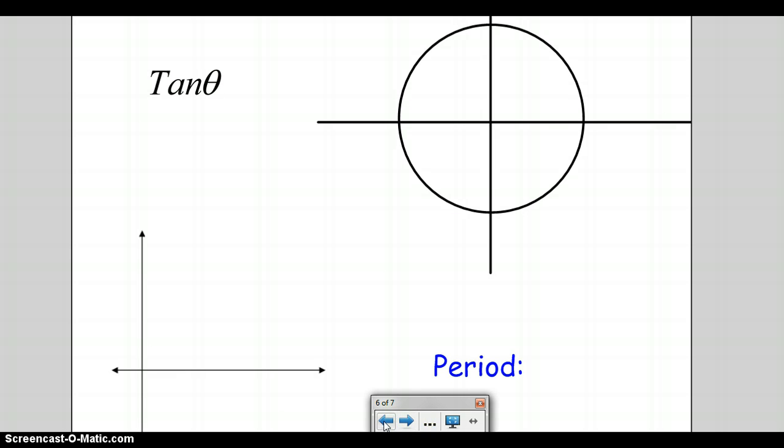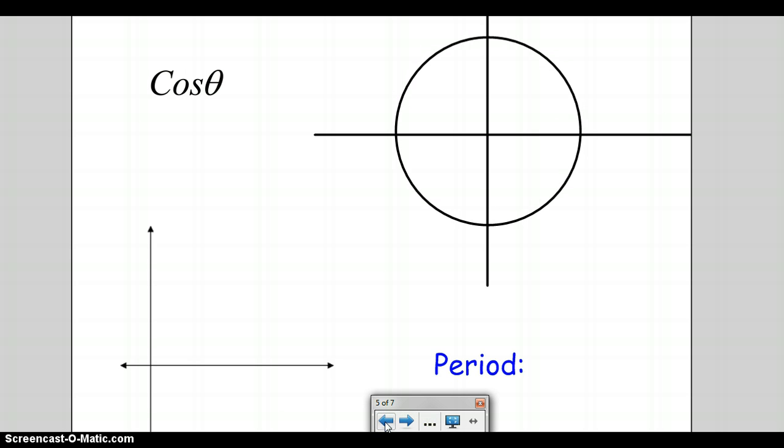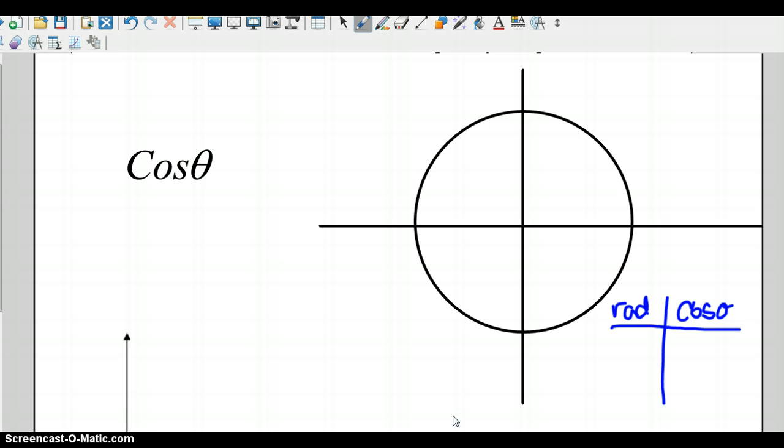Let's take a look at your cosine graph. We've already talked about the cosine graph a little bit, and we've taken a look at how that point travels around. So I'm going to do the same thing. I'm going to set up my radian measures, and this time my cosine values. Go ahead and take a moment to label your x-axis.